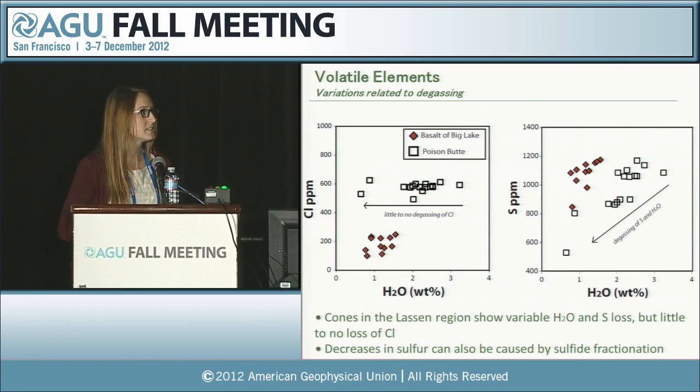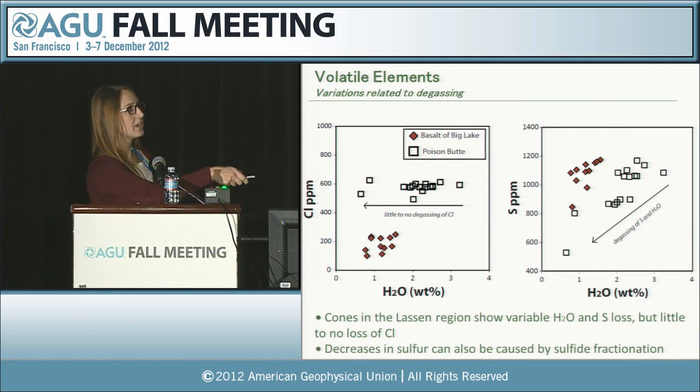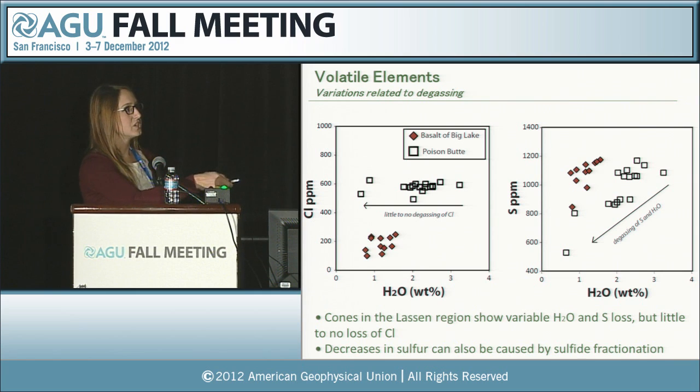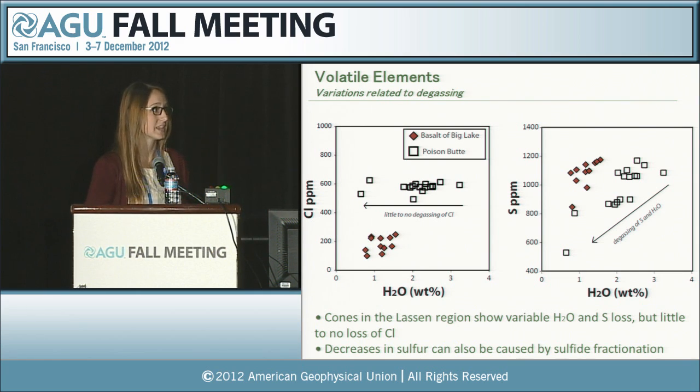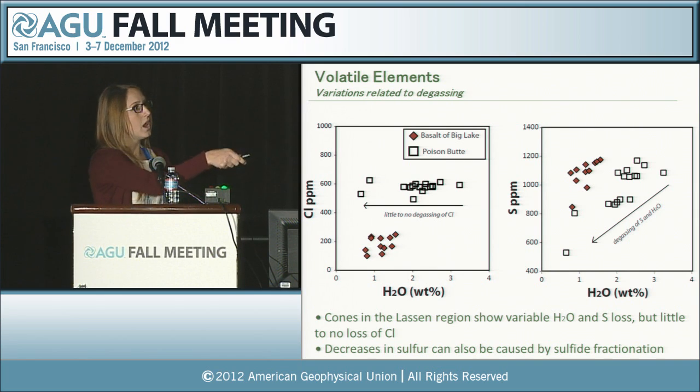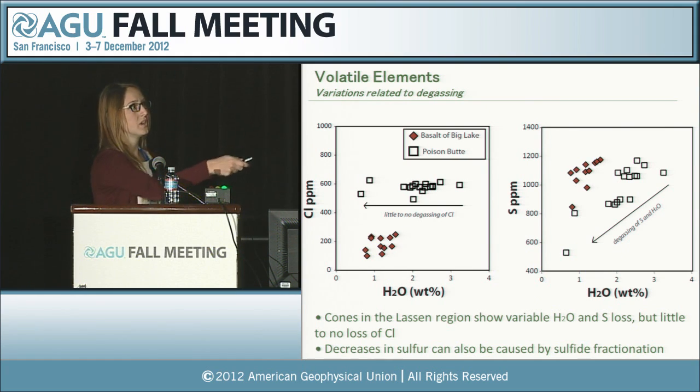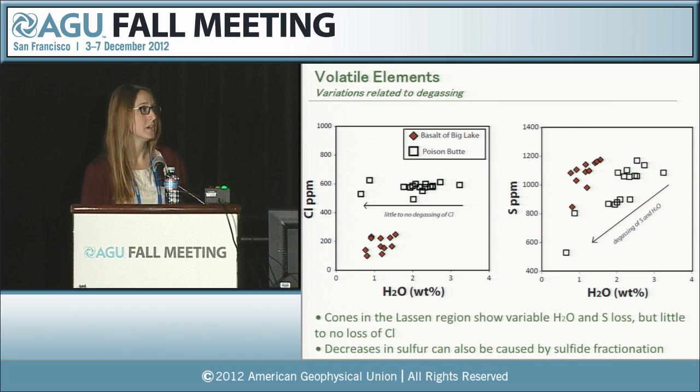Looking at other volatile contents that are more soluble than water, here we have chlorine and sulfur from Poison Butte again, but also a different cone from the transect. Here plotted against water, you can see that chlorine actually shows little to no evidence for degassing with concurrent degassing of water. Sulfur, on the other hand, does show a degassing trend. This decrease in sulfur may also be due to sulfide fractionation, but the important thing to note is that we can only use our high sulfur values to be most representative, but that we can actually look at most of our chlorine values because they don't vary very much.